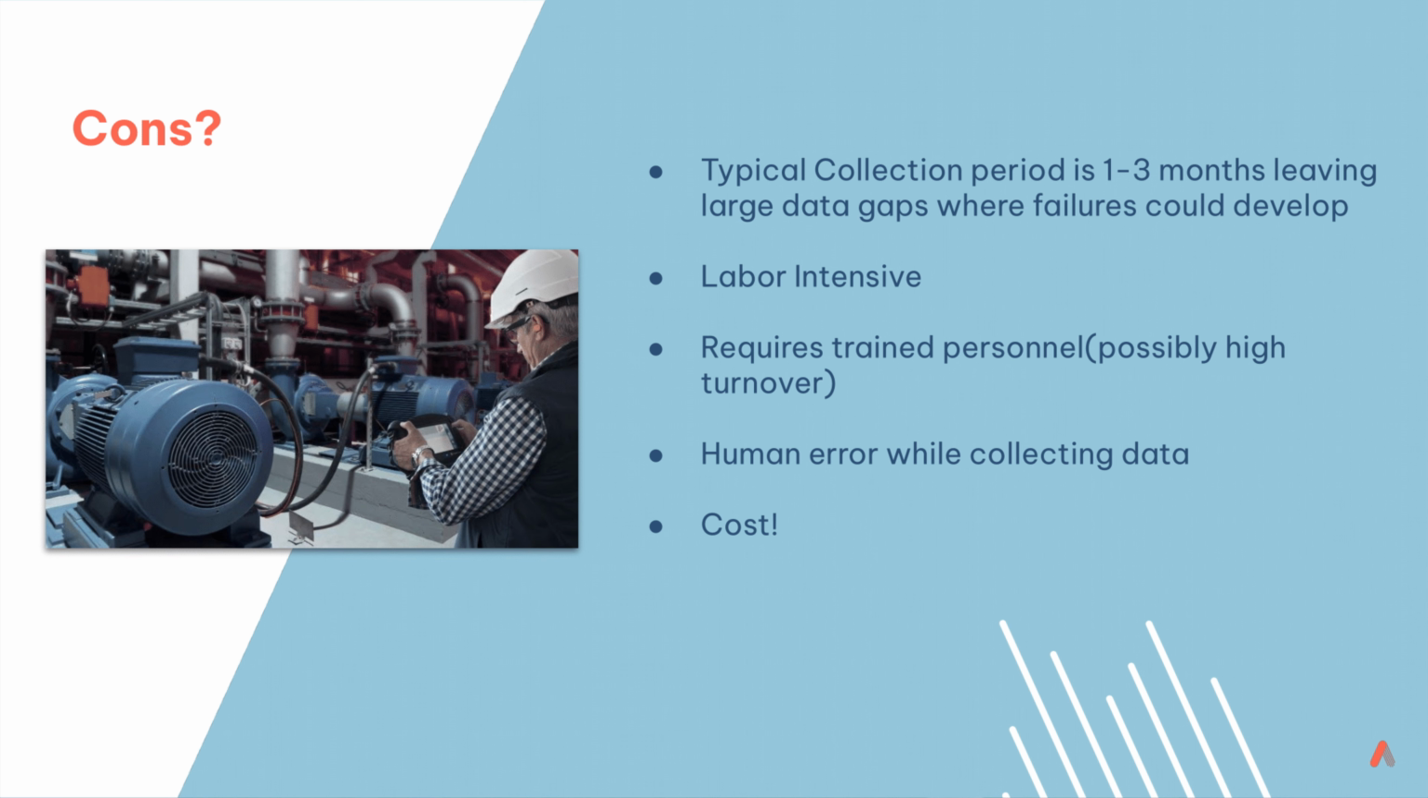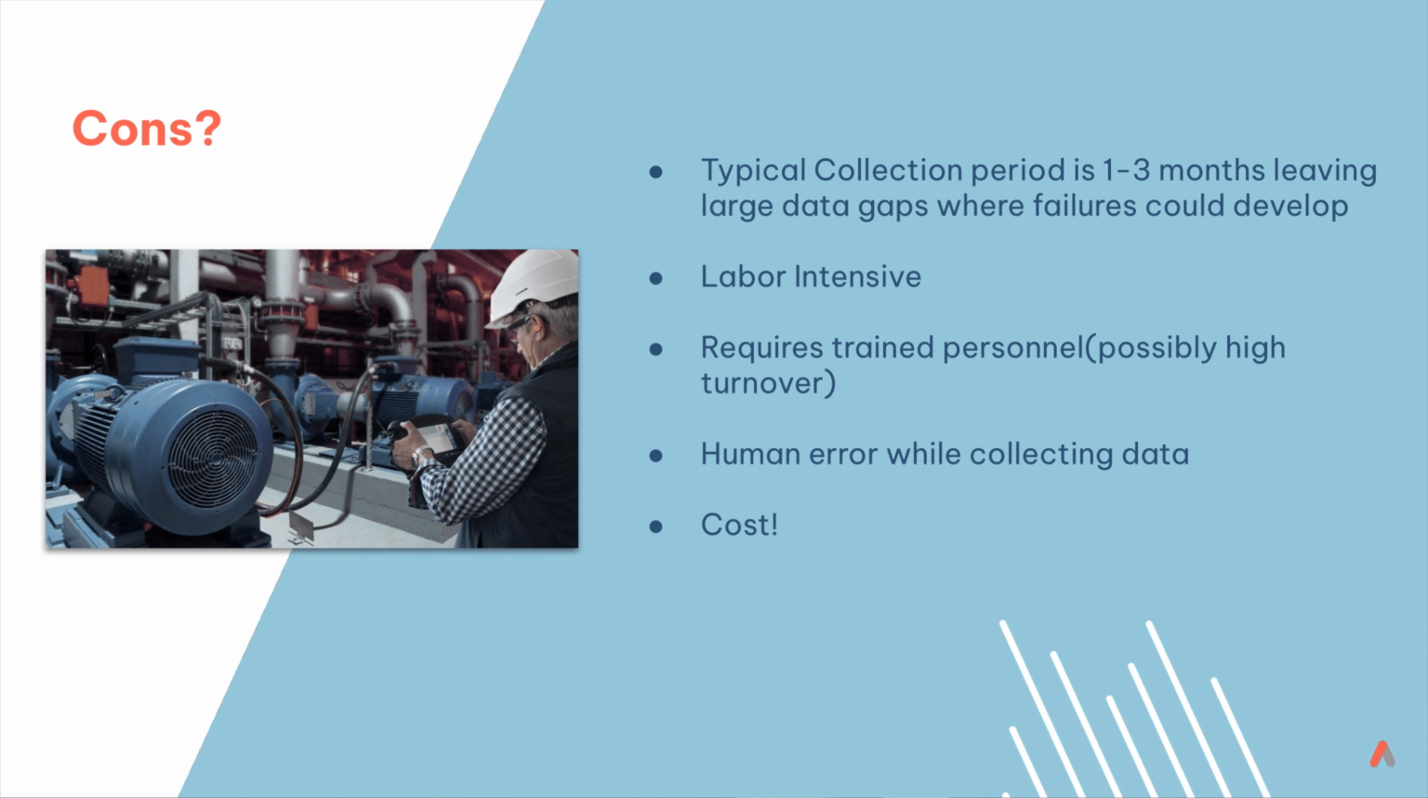So what are the cons of a walk-around portable system? We've talked about how it's flexible, but the collection period is typically 1 to 3 months, monthly or quarterly, based on the fact that a user actually has to go out in the field and collect this data. So there's time and labor involved in this process. They're not able to collect data likely every day on every piece of equipment in your plant.